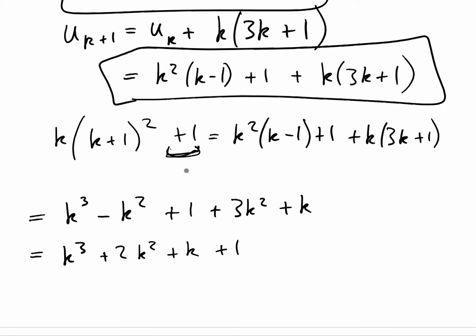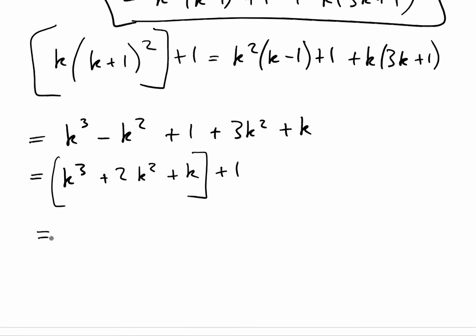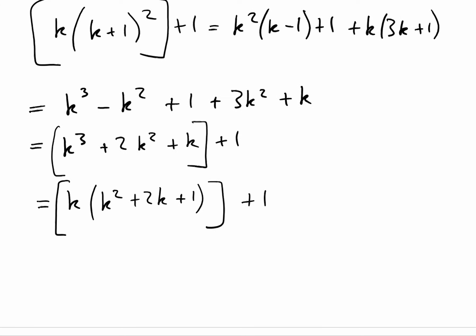So basically I just need to concentrate on this first bit, this bit here, and turn it into this k times k plus 1 all squared. Well, first thing which I want to do is factor out a k, because there's k multiplying out the front. So let's factorise out a k of this square bracket here. So I'm going to be left with k squared plus 2k plus 1. And I've still got my plus 1 at the end.